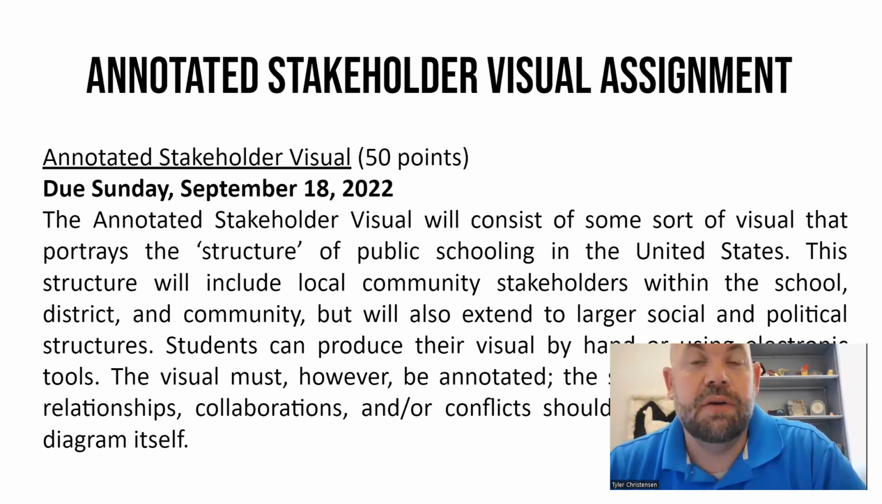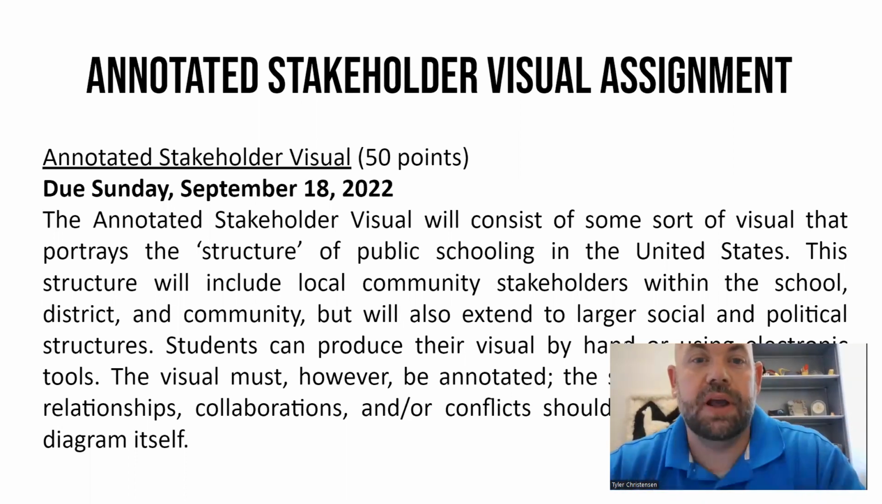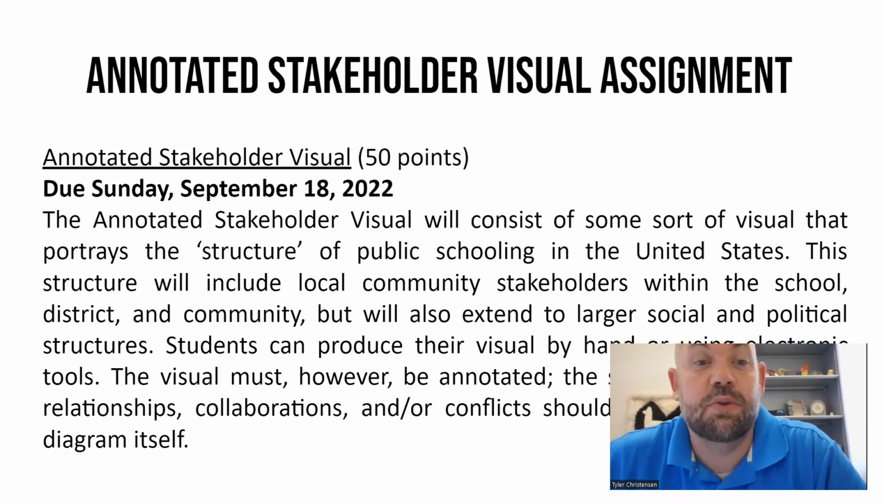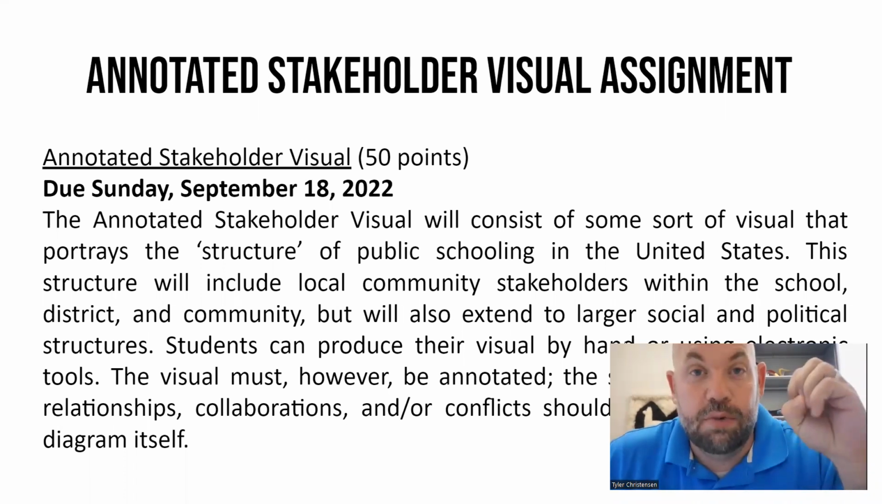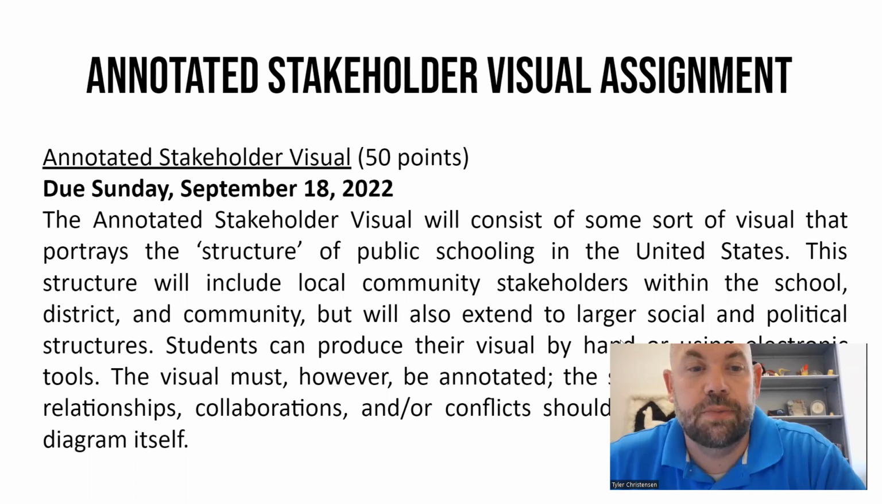All right, so you're going to find all the things that relate to schooling, and you're going to put it together. So let me just read this to you real quick. The Annotated Stakeholder Visual consists of some sort of visual that portrays the structure of public schooling in the United States. So you're going to show kind of the relationship between the school and the district and on up, okay? The structure will include the local community stakeholders within the school, the district, and the community, but also extends to the larger social and political structures.